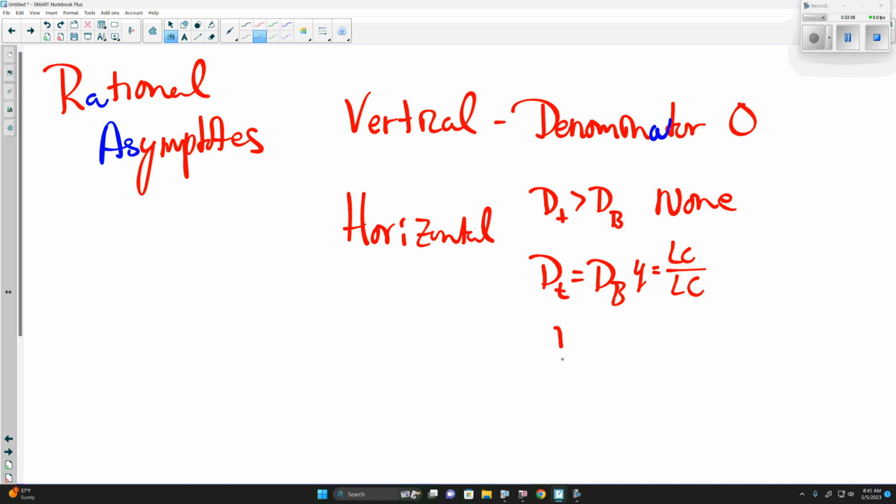And lastly, if the degree of the top is less than the degree of the bottom, y equals 0. And if you're having to graph, those are really graphs of logarithms or exponentials. It's not graphs going from one to the other, it's just graphs of one or the other. I would graph it, see what we get.